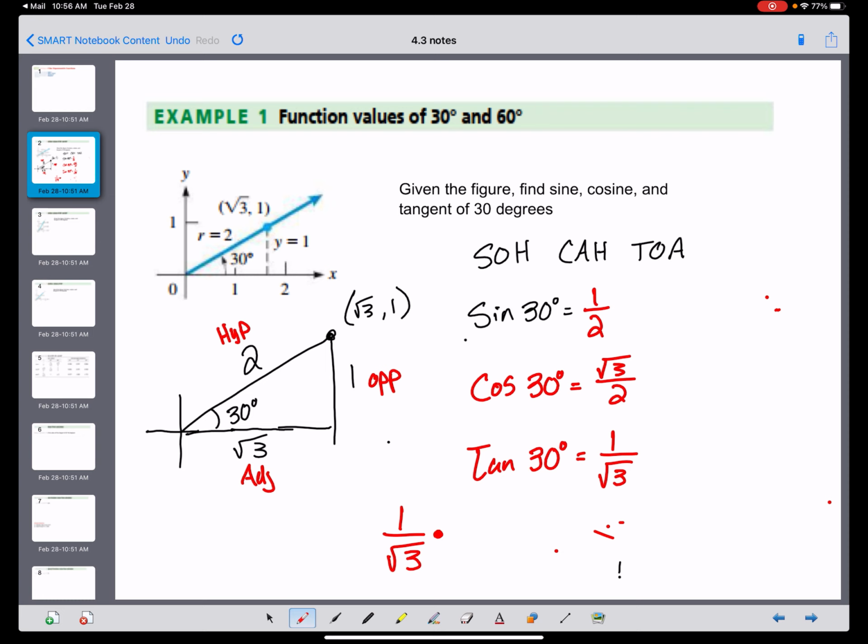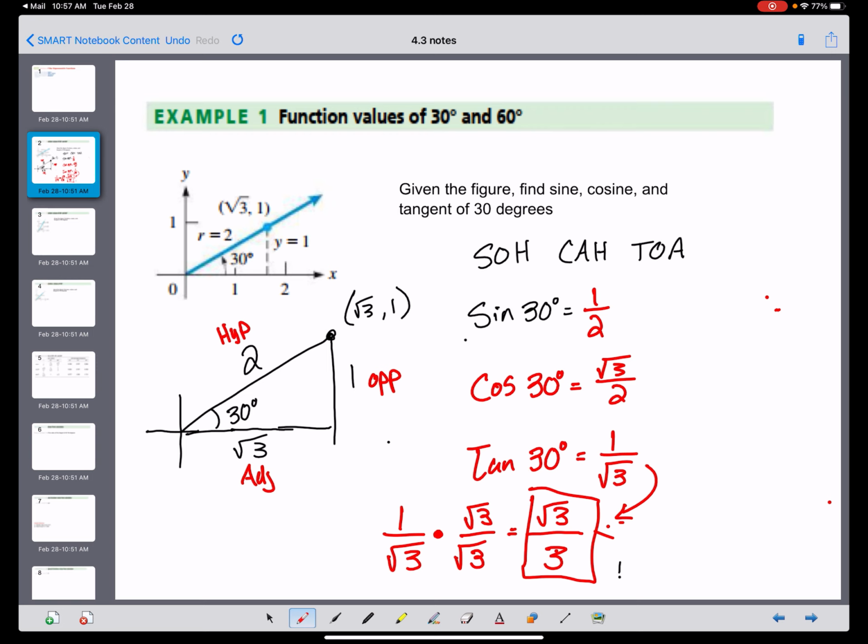But if you want the exact answer, you don't want to leave the square root in the denominator, so you multiply by the square root of 3 in the numerator and in the denominator. When you multiply in the denominator, square root of 3 times the square root of 3 just becomes 3. That's why we're doing it, to get the square root out of the denominator. The easiest way to do that is just to multiply by that same square root. And then in the numerator, it's the square root of 3. So this is the exact answer for tangent. But if you're just putting it in your calculator, just 1 over square root of 3, hit enter, and it'll give you the approximation.